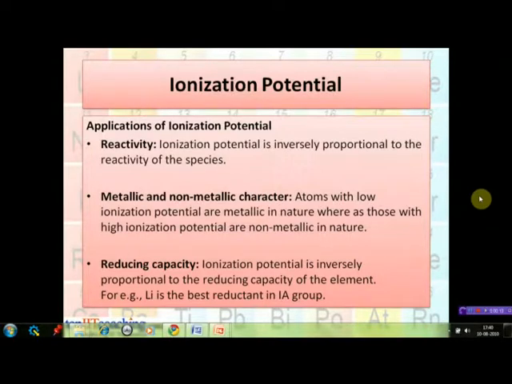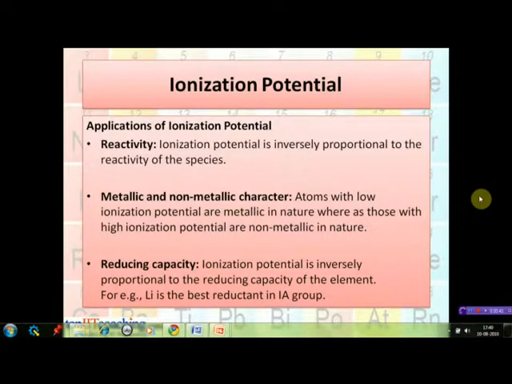Ionization potential is inversely proportional to the reactivity of the species. Most of the reactions that take place involve exchange of electrons. Therefore, those elements which have a high value of ionization potential and therefore are unable to part with their outermost valence electron show low reactivity. The second property is the metallic and non-metallic character.